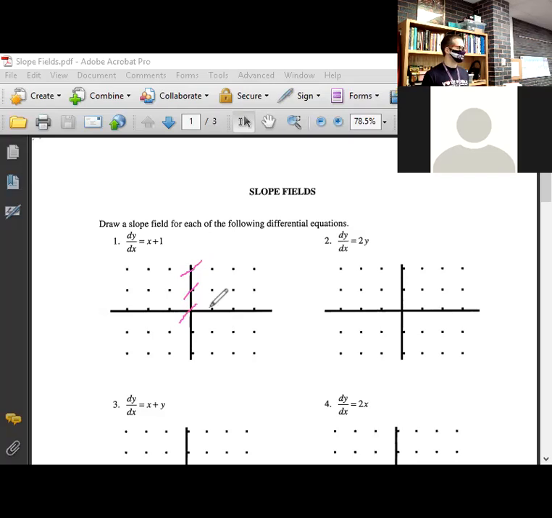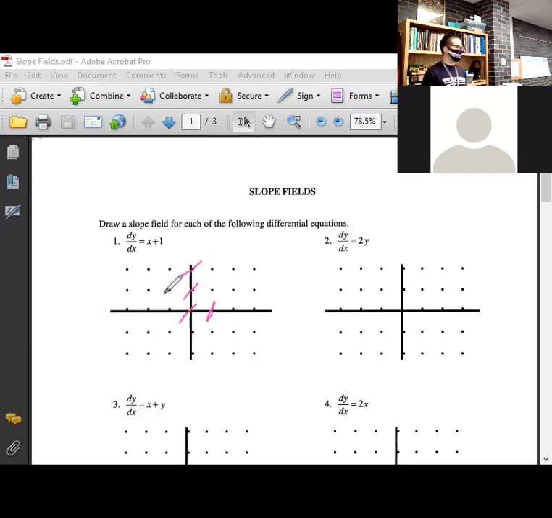Now I'm going to move over here to this coordinate, 1, 0. Plug in 1 for x, plug in 0 for y, I get a slope of 2. Very good. So as I'm starting to do this, there's a couple things I want to point out. Look, this one is steeper than this one.